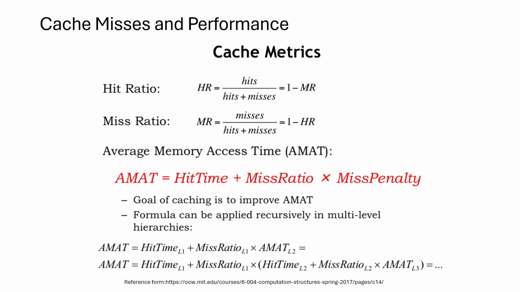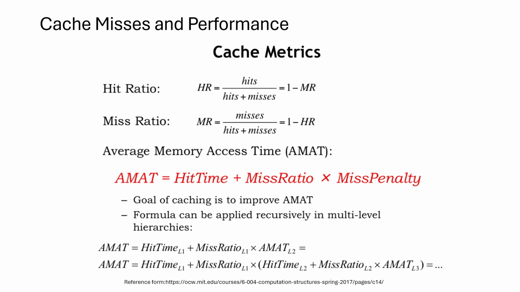And how do we calculate the performance of the cache? The cache performance is very important because cache misses will affect the CPI. And there is the average memory access time. We call it AMAT. This is a way to represent whether the cache is good or not. It indicates how many cycles it takes to access the data in memory on average. The goal of caching is to improve AMAT.